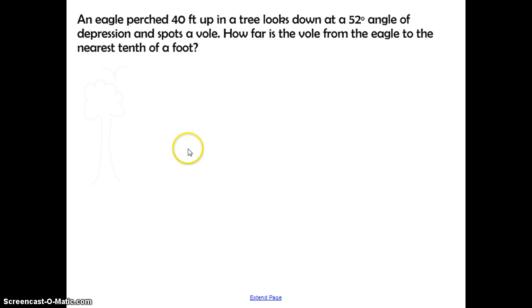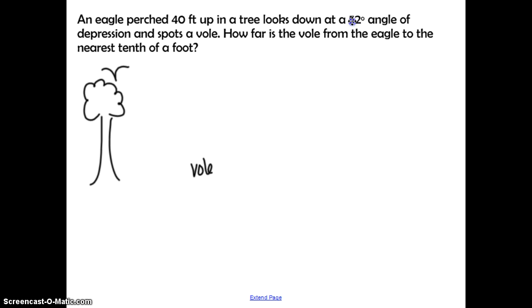Let's try this one. An eagle perched 40 feet up in a tree looks down. Let's pause there, and first we'll draw a tree, and then yes, this is my eagle. And so it says it looks down at a 52-degree angle of depression and spots a vole. So the eagle sees a vole. Now, it's really not important what a vole is. You can just write the word vole if you don't know what it is. Okay, so we're just going to go with that.